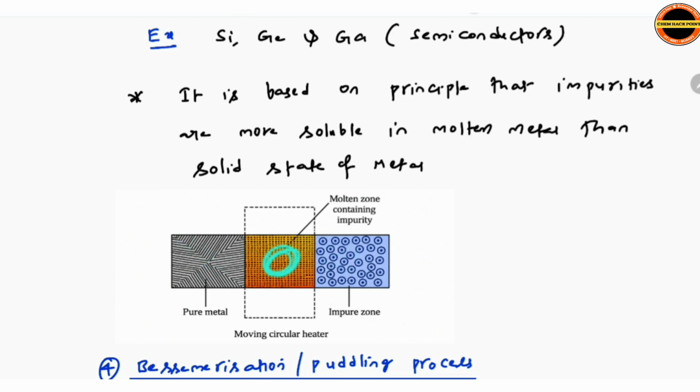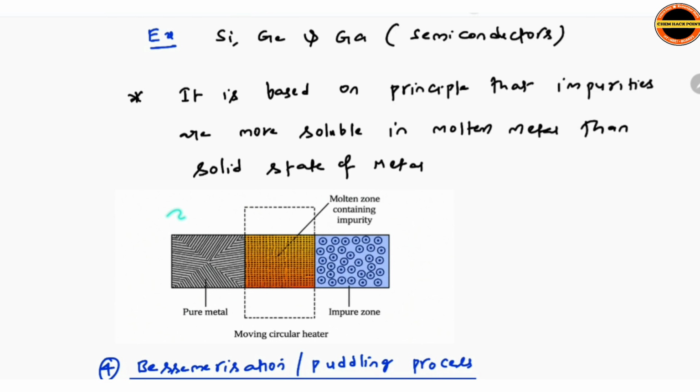whereas impurities travel along with the moving heater, because the moving heater creates the molten zone. This moving heater carries impurities, because impurities are more soluble in molten metal than in solid state. As we move away from one end, the metal becomes solid again. So along with the heater, impurities travel. After completion of the process, at one end all the impurities settle.